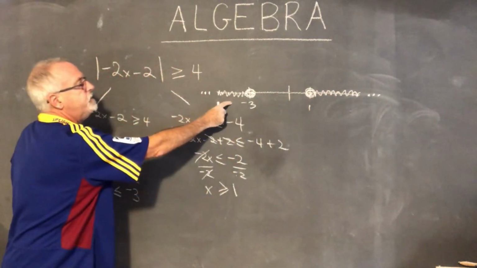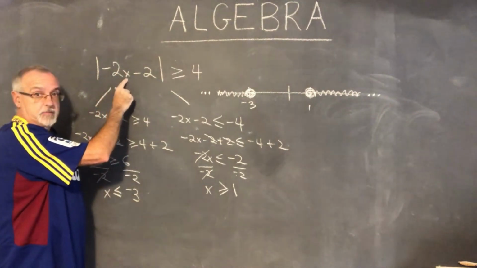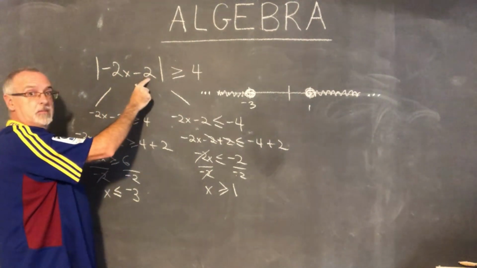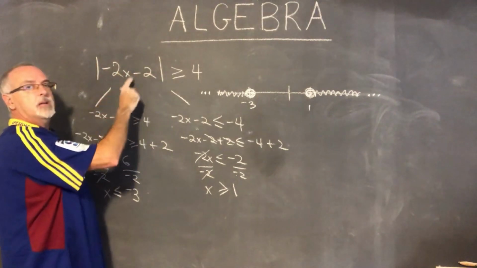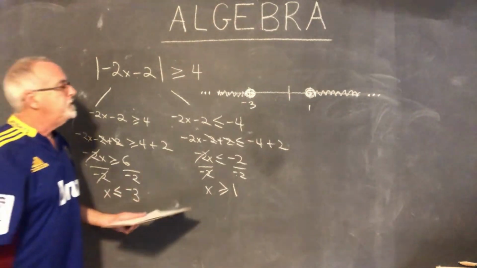How about negative 4? Negative 2 times negative 4 is negative 8. Negative 8 minus 2 is negative 10. The absolute value of negative 10 is positive 10, which is greater than or equal to 4. I'm feeling confident in this answer.